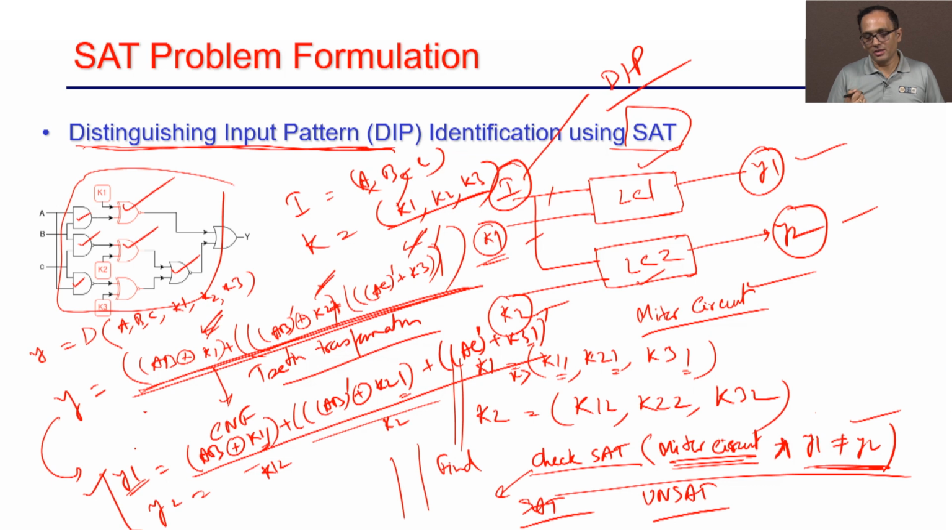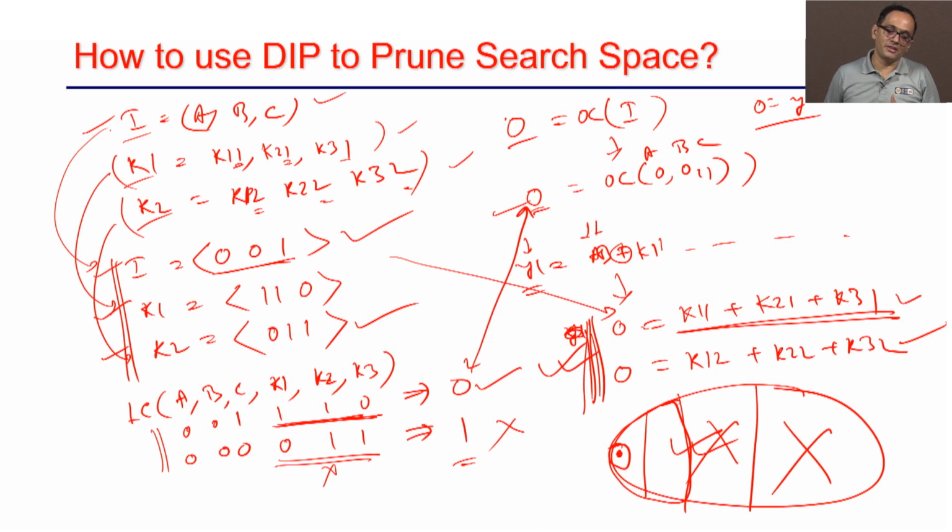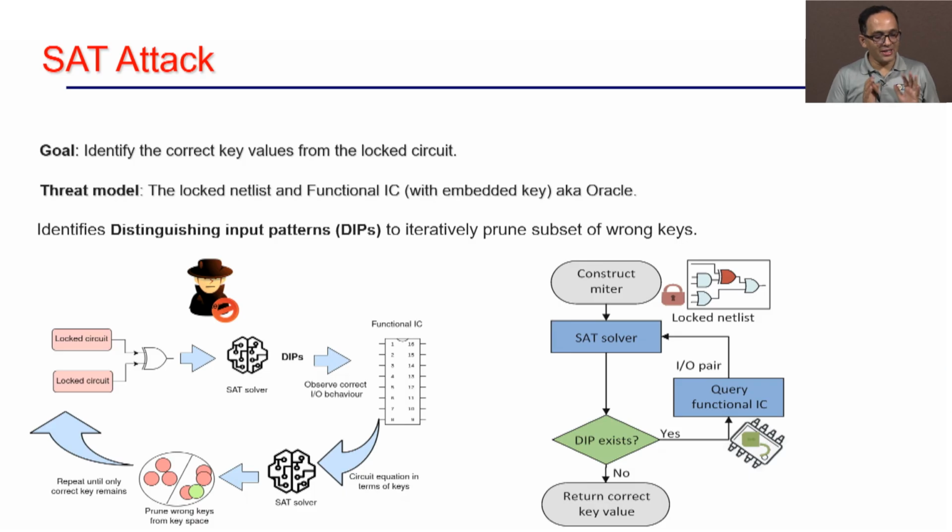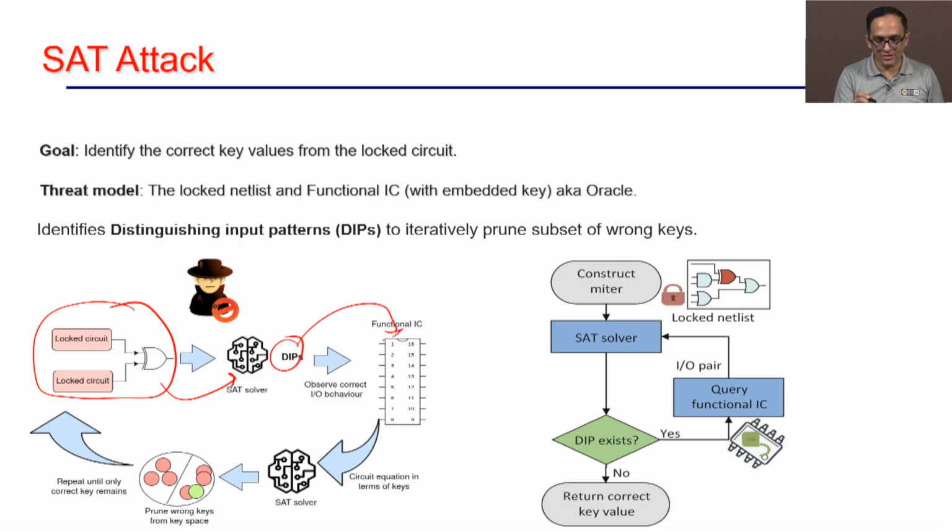To get the remaining key, I will remove this part, and I will just run the check set of the miter circuit plus all the constraints that I have added. That will give me the key, and that is the correct key. Okay, so the overall idea is like this: I create the miter circuit. This is my miter circuit, and I will give it to the SAT solver, and it will give me the DIP. This DIP I will give to the Oracle functional IC, which will give me the original output, and then I will get a set of equations from this locked circuit, where I replace all the inputs and outputs with the values, and K1, K2 will remain as they are.